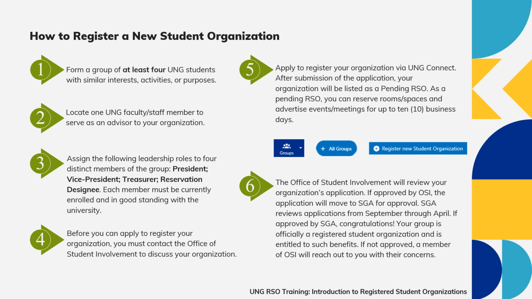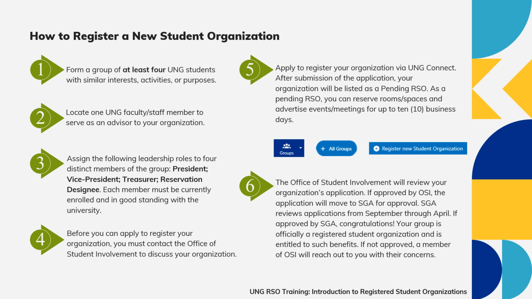Step 3. Identify 4 distinct members of your organization as president, vice president, treasurer, and reservation designee. Step 4. Before you proceed with the application process, we encourage you to meet with a member of the Office of Student Involvement. In doing so, we can help identify any issues, make recommendations, and inform your next steps. Step 5. Apply to register your organization in UNG Connect. Click Groups, All Groups, then Register New Student Organization. Finally, the Office of Student Involvement will review your application. If approved, the application will move to the Student Government Association for further approval.